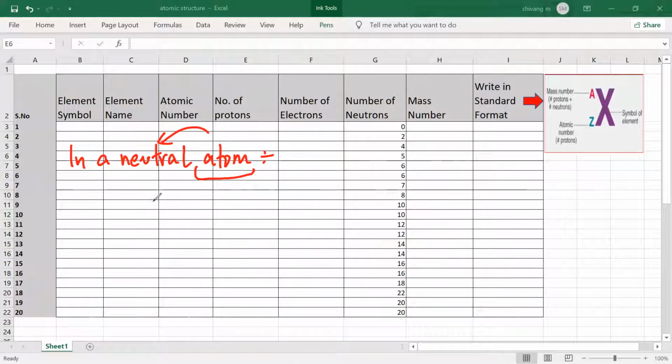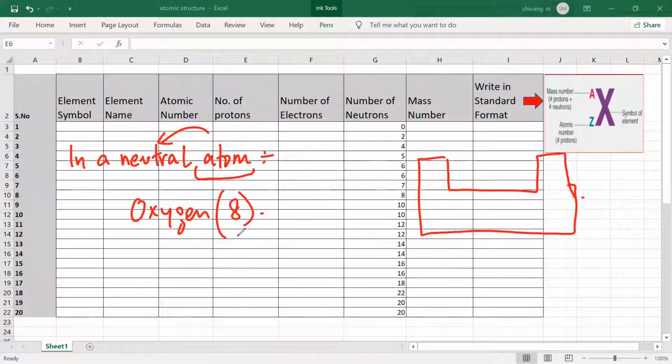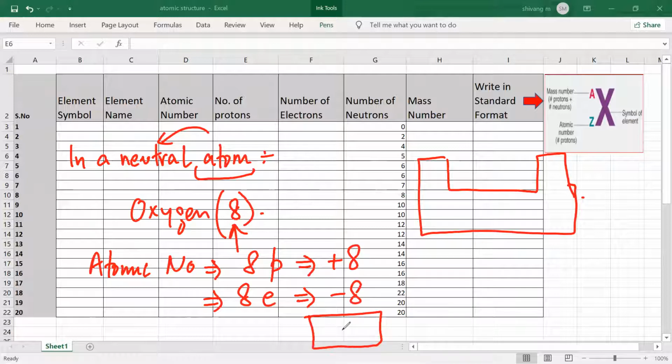Say, for example, let us take another example. Let us take the example of oxygen. Again, when you look at the periodic table, you will find that the atomic number is 8. What does this atomic number mean? There are 8 protons in it and 8 electrons. Shabash. This would be +8 and this would be -8. And therefore, the net charge would be 0. Mr. Satya, are we clear? Yes, sir. Are you clear about the logic? Yes, sir.